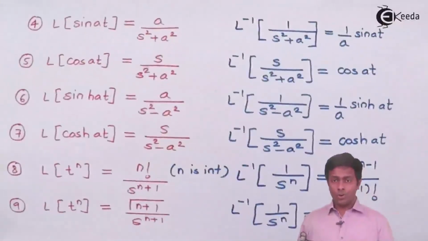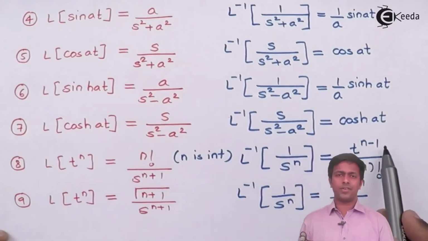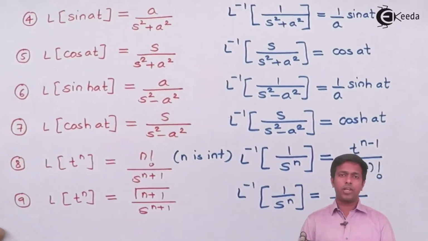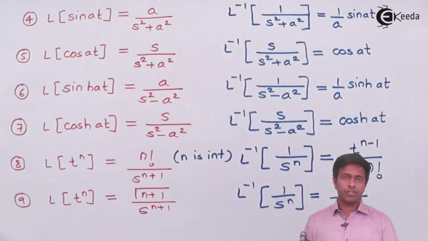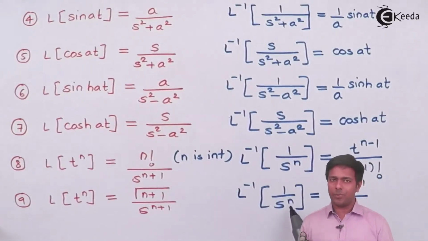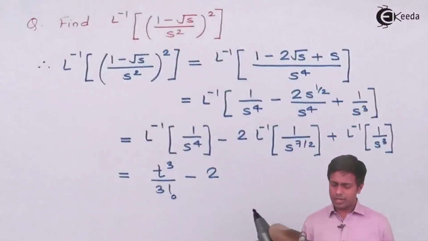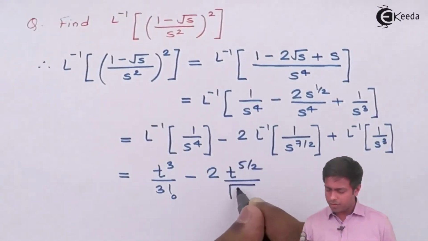Now guys, don't use formula number 8 here, because if you use it, the value of n is 7 upon 2, and you will get 7 by 2 minus 1, and we can't find the factorial of fractions. So again we have to convert that into a gamma function. So instead of using this formula, let's use the formula of gamma function, formula number 9. Now the value of n is 7 upon 2, so that will become t raised to 7 upon 2 minus 1, which is 5 by 2. So I'll get t to the power 5 by 2 upon gamma of 7 upon 2.